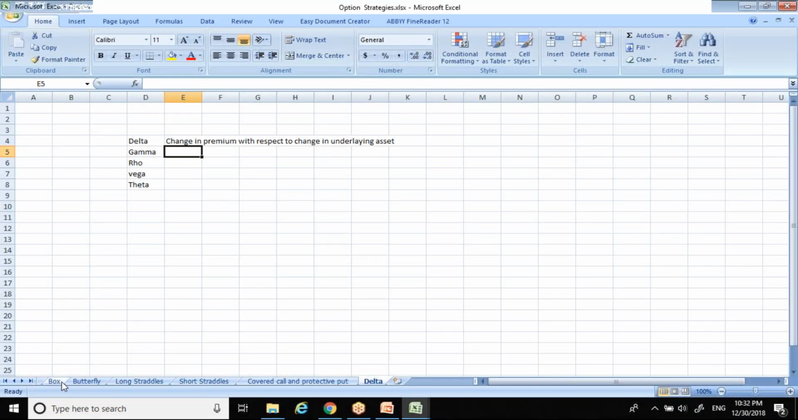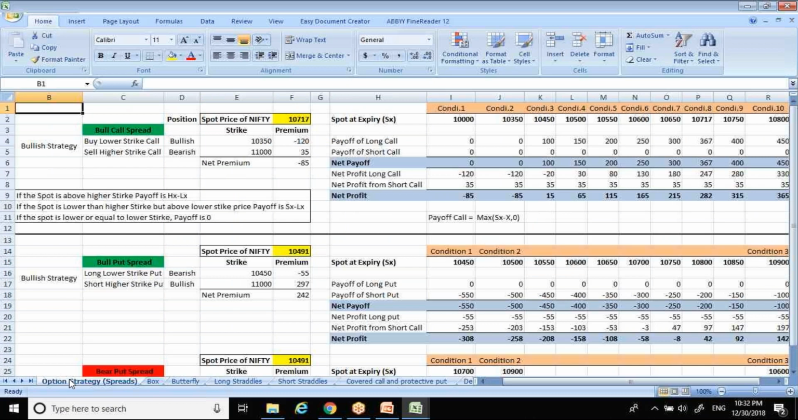And then Excel helps a lot. So we have spreads. So what is a bull call spread? A bull call spread comprises two positions: buy a lower strike price call, so XL, and sell a higher strike price call, so XH. So you buy a lower strike call, that is a bullish position, and you are selling a higher strike price call, that is a bearish position.